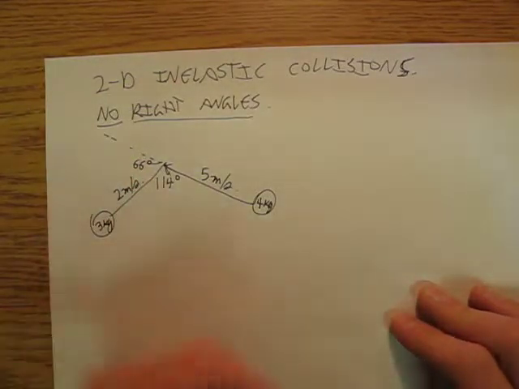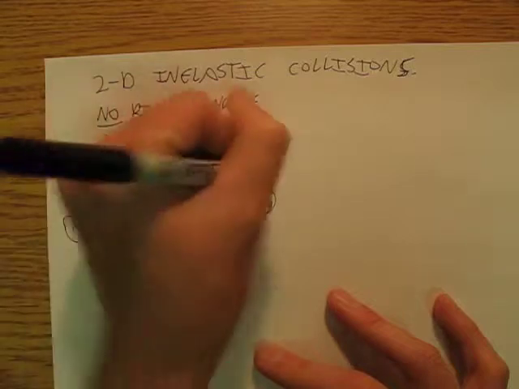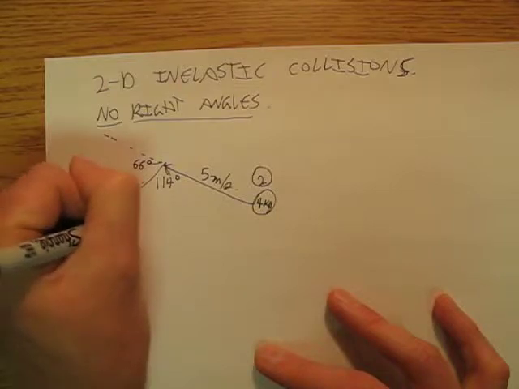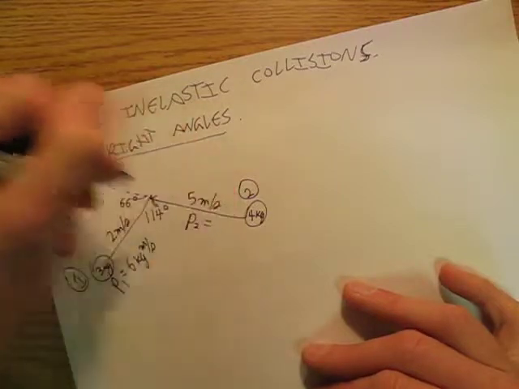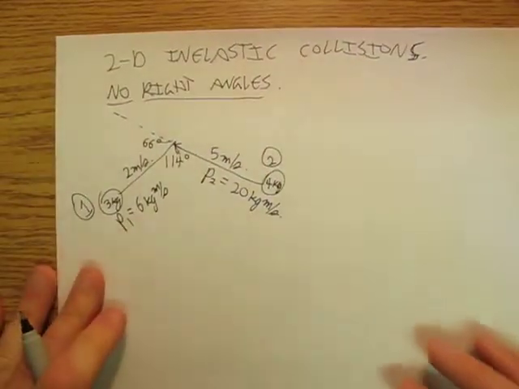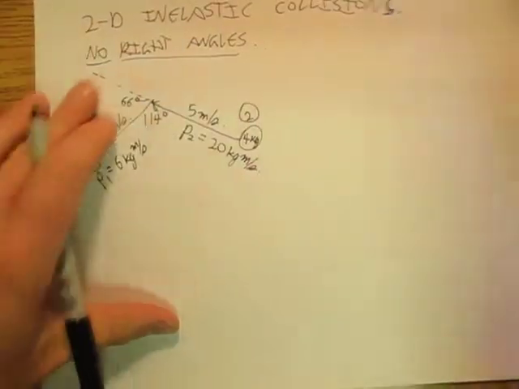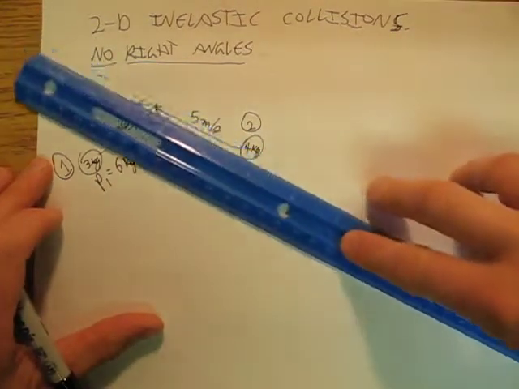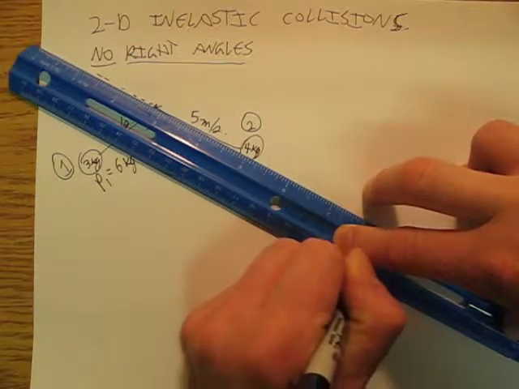Good. So now I'm going to say that this momentum, call this object 1, call this object 2, P1 is going to be 6 kilogram meters per second, and P2 is going to be 20 kilogram meters per second. And I'm just going to sketch roughly. Let's draw that 20 one first, up in the same direction, something like that. We'll make it 10 centimeters long, approximately.